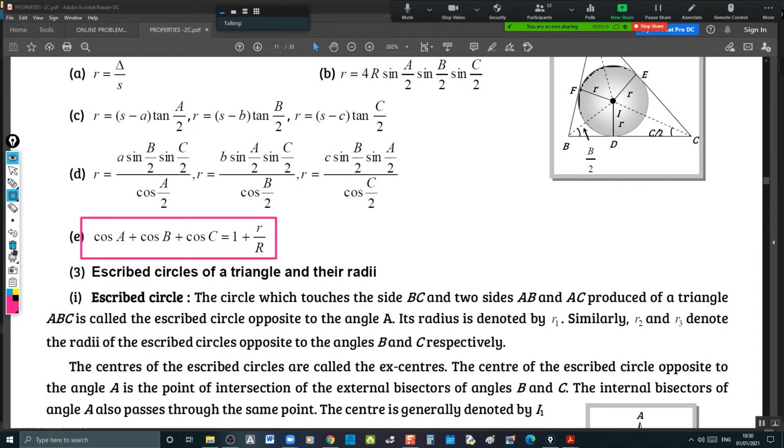So let me prove this. Cos A plus cos B plus cos C is equal to 1 plus small r by capital R.